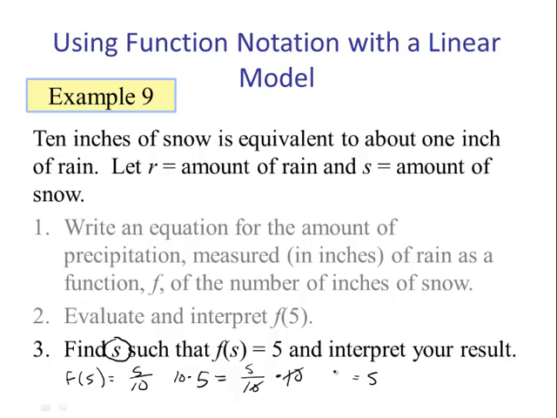So s is equal to 50. So what does this mean in terms of this linear model? When there is 5 inches of rain, that is equivalent to 50 inches of snow.